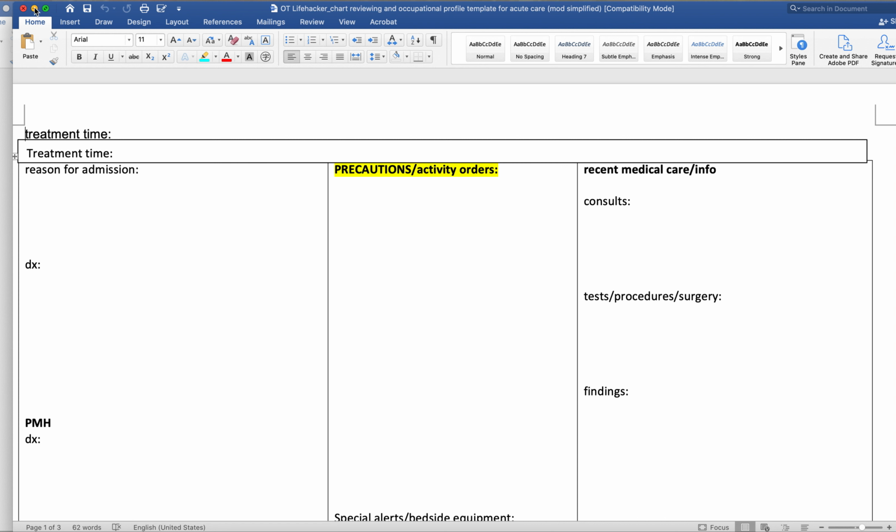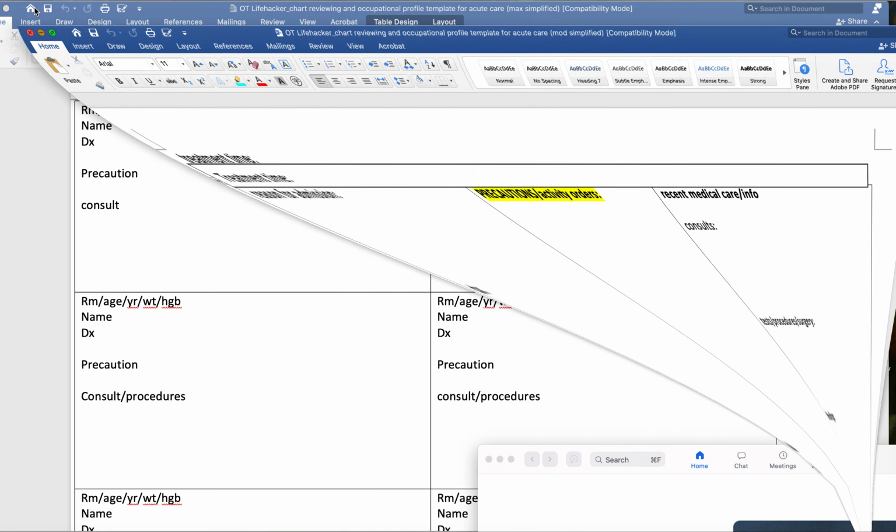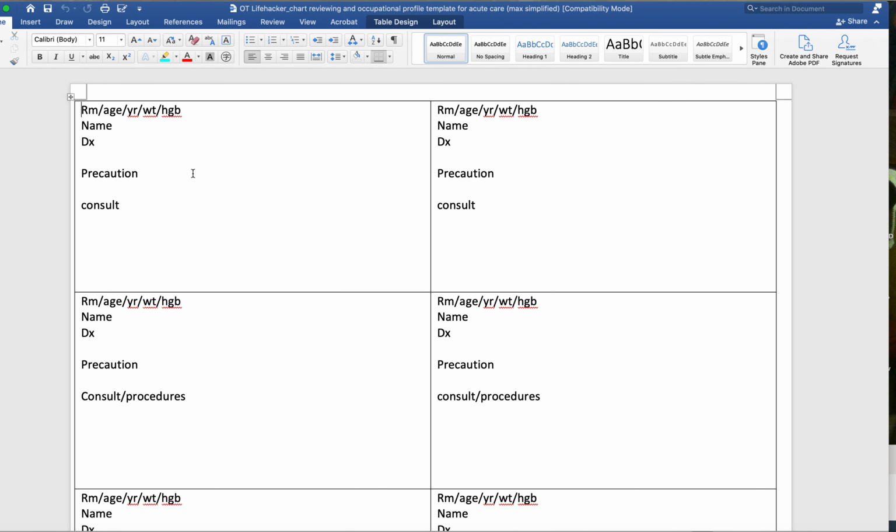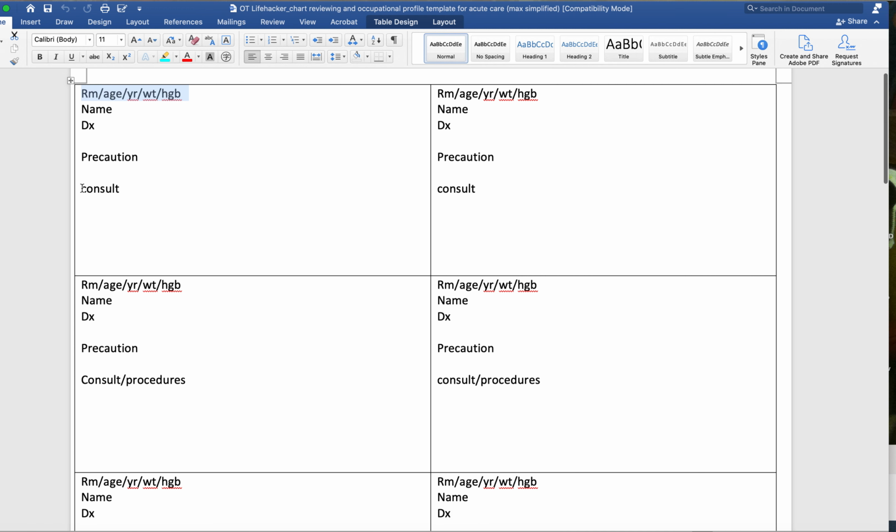Now, as the weeks went further, and I was like, I got this, I'm getting much better at this, I made it so I can have them all on one sheet. So here we go. It's all on one sheet, and this is the crux of everything that I really needed. So room, age, height, weight, hemoglobin, potassium, their name, diagnosis, precaution, and then consult, because we want to know who is involved in their care.